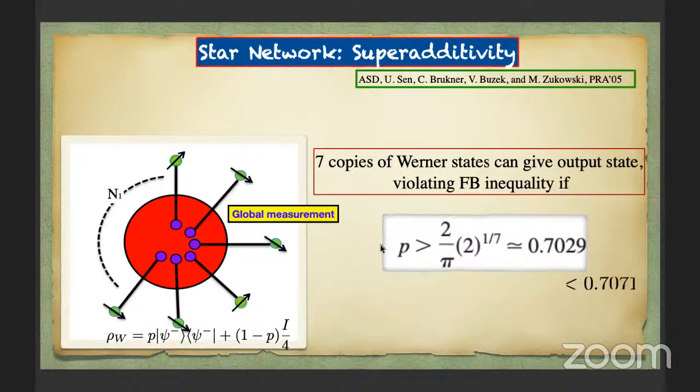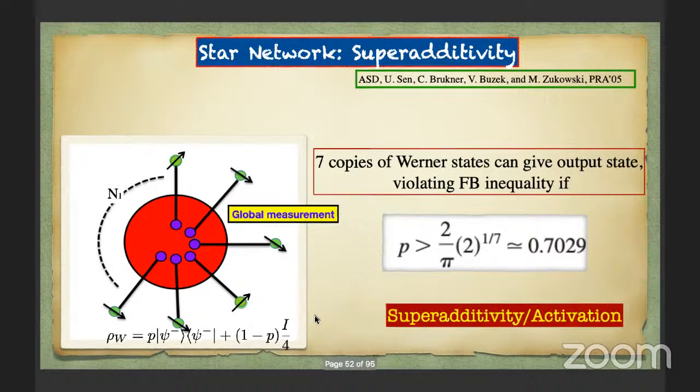Now, interestingly, we show that if we have 7 copies of such Werner states, and you perform a global measurement in the GHZ basis of 7 parties, then the output state violates a functional Bell inequality when p is greater than this number. Now, what is the importance of this number? This number is smaller than 0.7071, which is 1 by square root of 2. So that means if I have 7 copies of Werner states with p less than 0.7071, each Werner state doesn't violate the CHSH inequality. Yet after the global measurement, the output 7-party state violates a functional Bell inequality and can show nonlocality, or non-classicality.